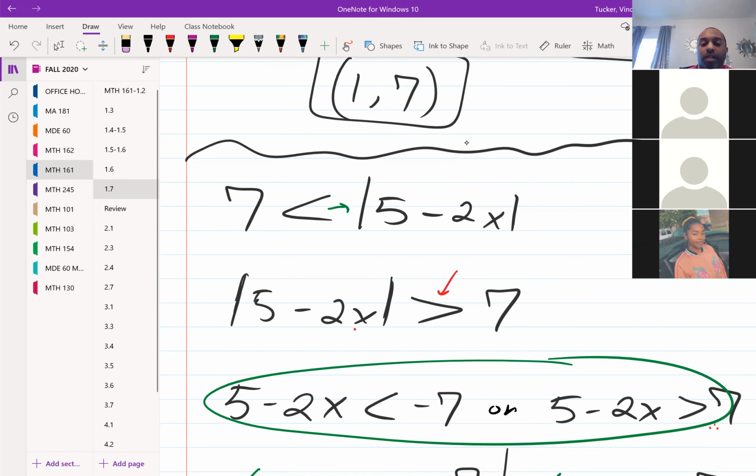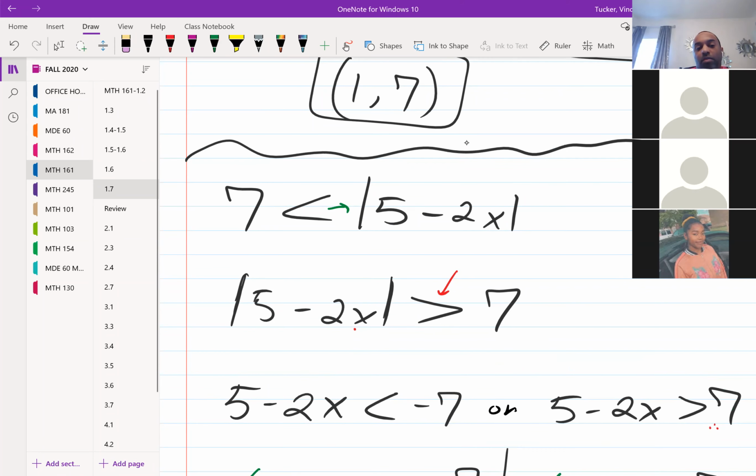5 minus 2x is less than negative 7. 5 minus 2x is greater than 7. Once again, it's the greater than symbol that told me to do this.